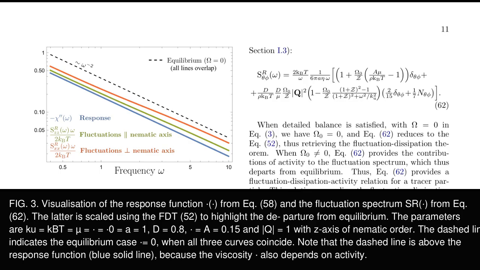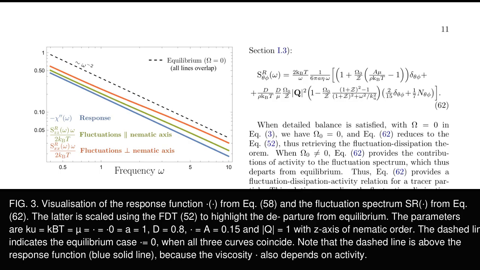Under thermal equilibrium conditions, when detailed balance holds and the molecular activity parameter gamma equals 0, the fluctuation-dissipation theorem, FDT, applies, implying that fluctuations and response are directly related. This equilibrium case is depicted by the dashed line in Figure 3, where the fluctuation spectrum and response function coincide.